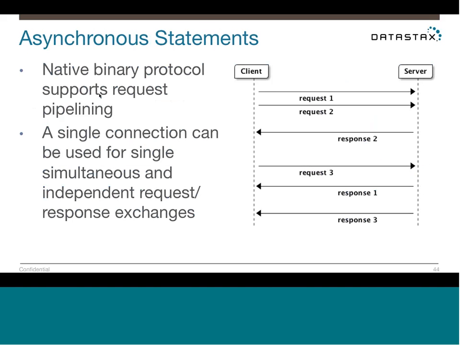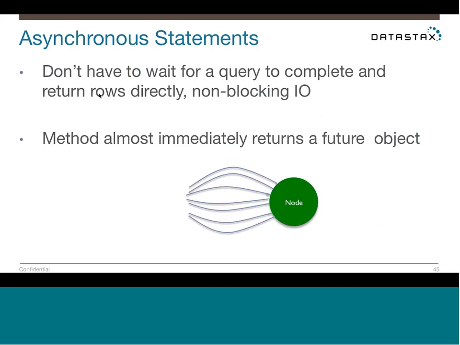The native binary protocol supports pipelining, which means multiple requests and responses can be sent over the same connection simultaneously. This makes asynchronous statements possible. We don't have to wait for a response from our cluster to continue running our code. Instead, almost immediately, we will get a future object, which is like a promise. A future is a placeholder for the statement that was just executed. I also want to mention in passing that all asynchronous methods end in async.